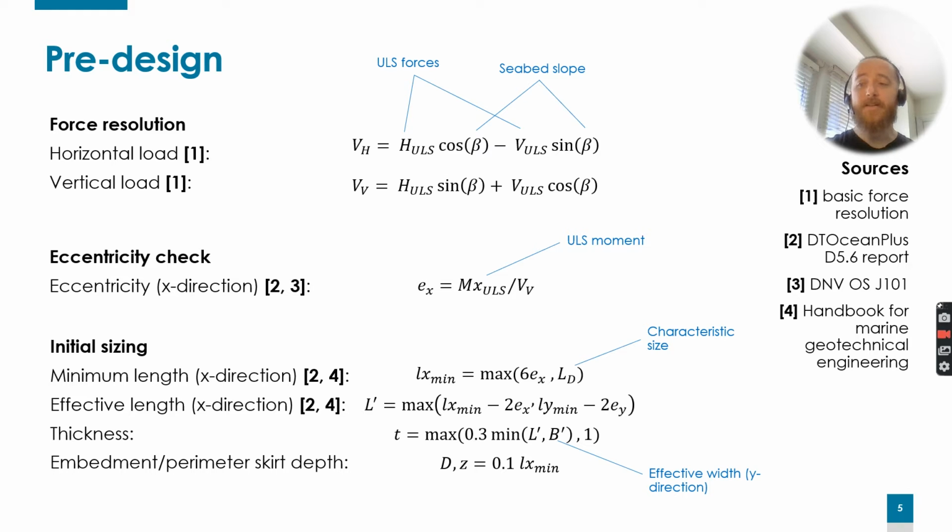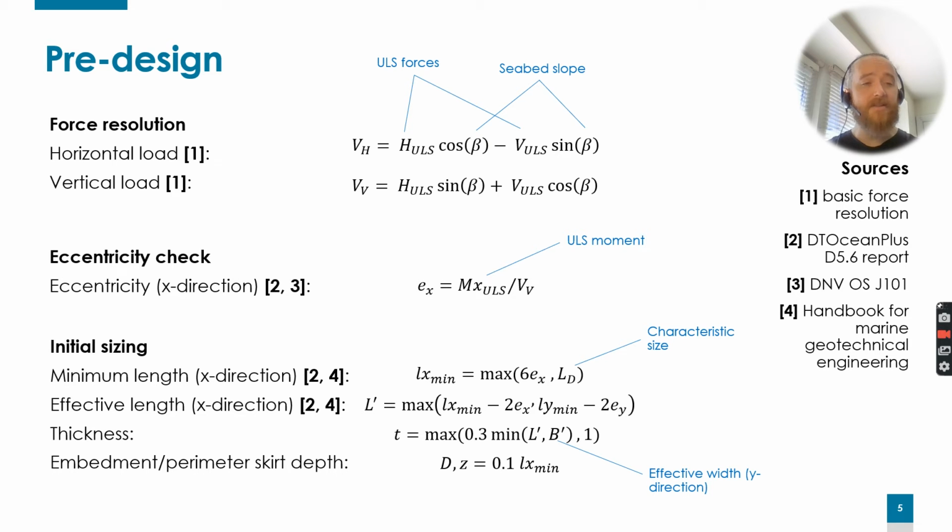So the next step is pre-design, which uses standard methods and assumptions from the sources on the right to do a few different things. First, the tool does a basic force resolution to calculate new horizontal and vertical loads, accounting for the slope of the seabed. It then checks for eccentric loading, which would reduce the contact area between the seabed and the foundation. And then finally, it establishes the dimensions ahead of the design checks.